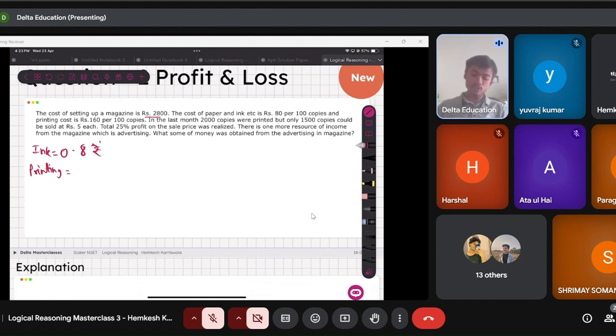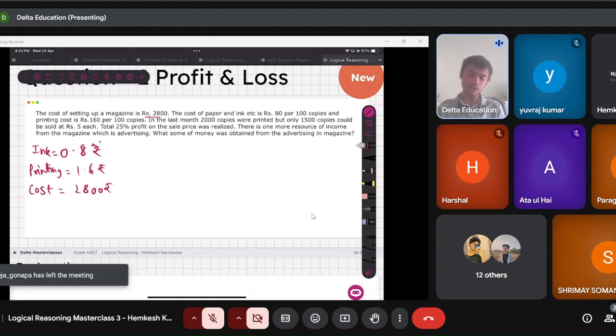The printing cost would be 160 rupees for 100 copies, so it would be 1.6 rupees, correct? Now it is said that the initial cost of setting up the magazine is rupees 2,800. So the initial cost, which is 2,800 rupees, correct? Now, what is asked in last month? 2,000 copies were printed, but only 1,500 copies could be sold at rupees 5 each.